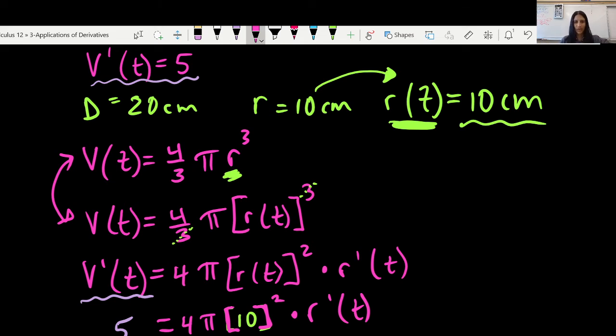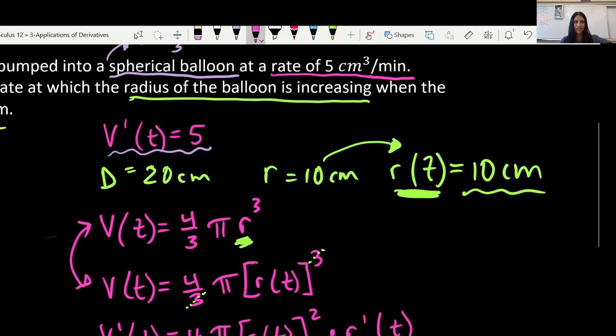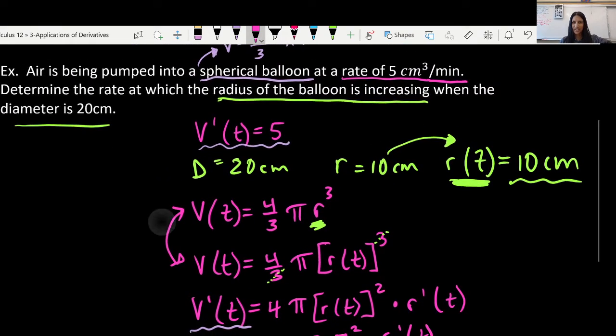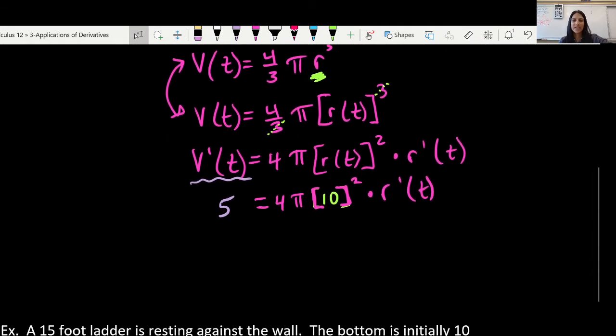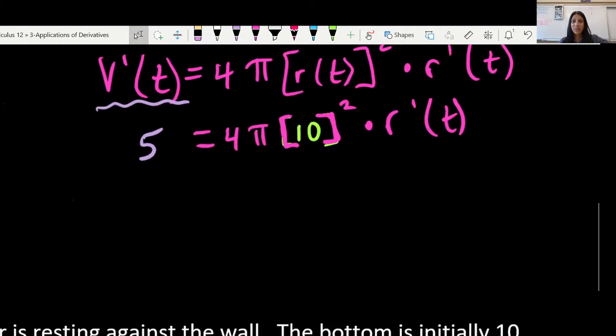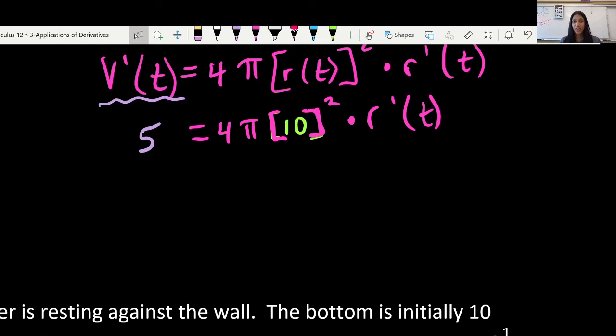Okay, so just to remind you, because it's easy to get lost in all the calculations and forget what you're looking for: determine the rate at which the radius of the balloon is increasing when the diameter is 20. So that would be r prime of t. That's what we're looking for.